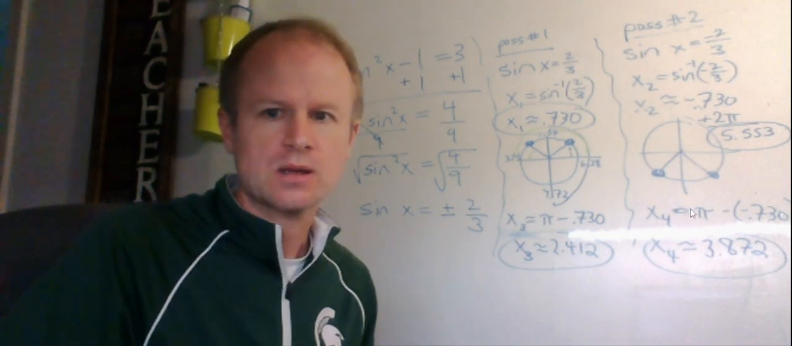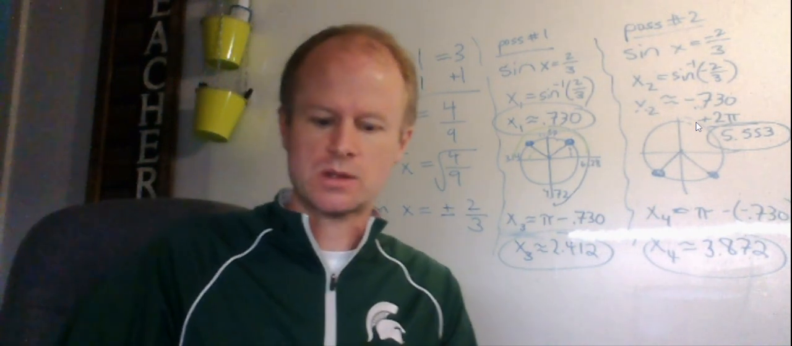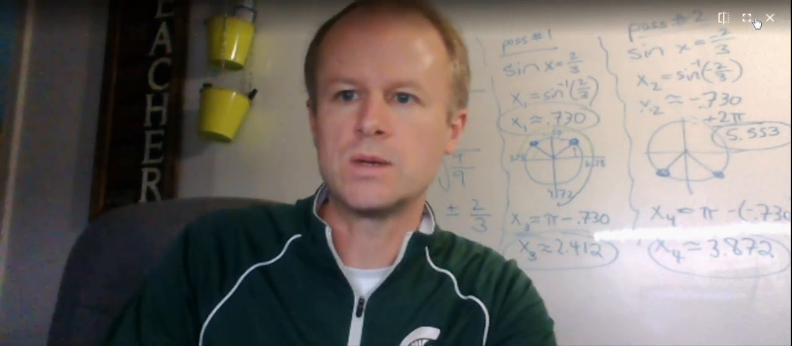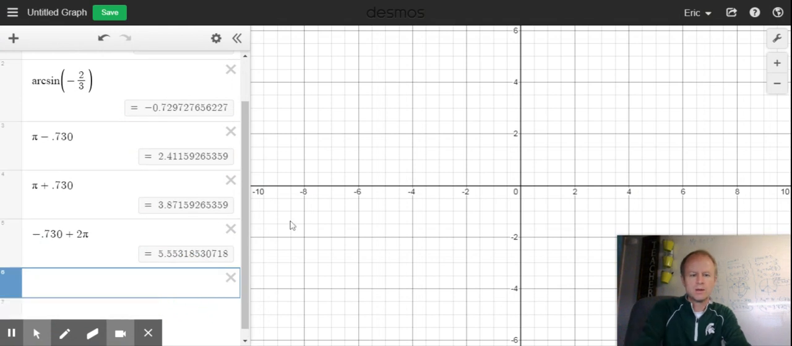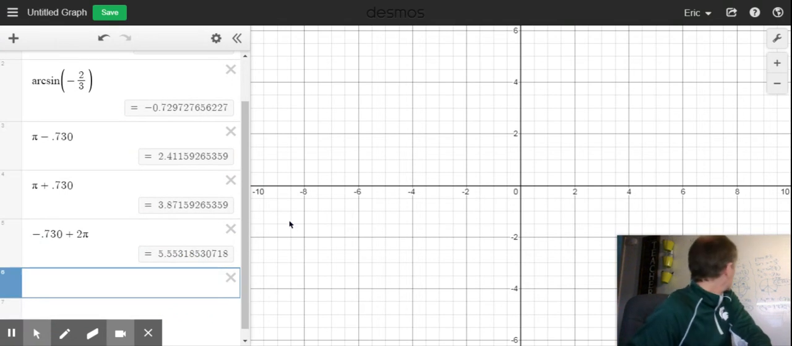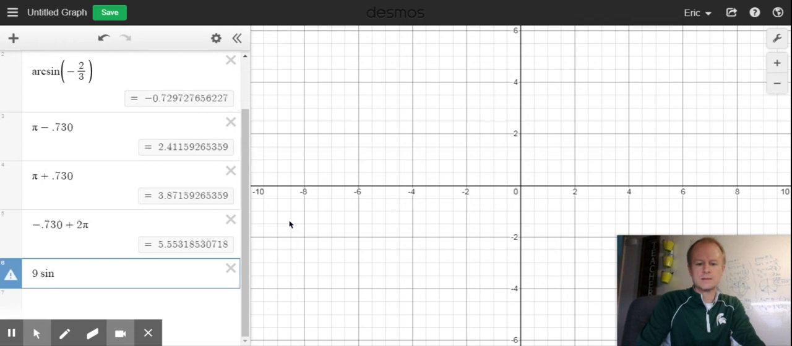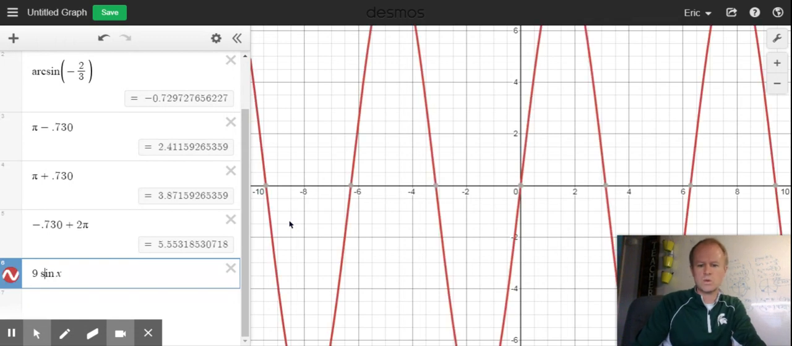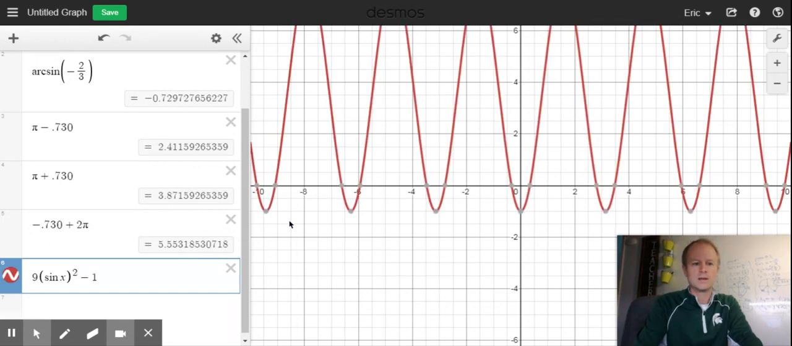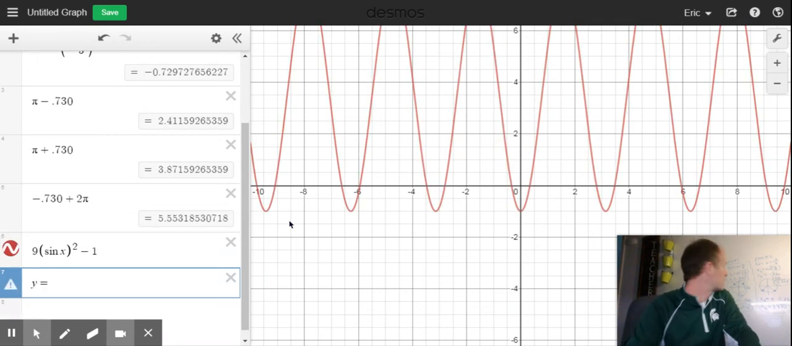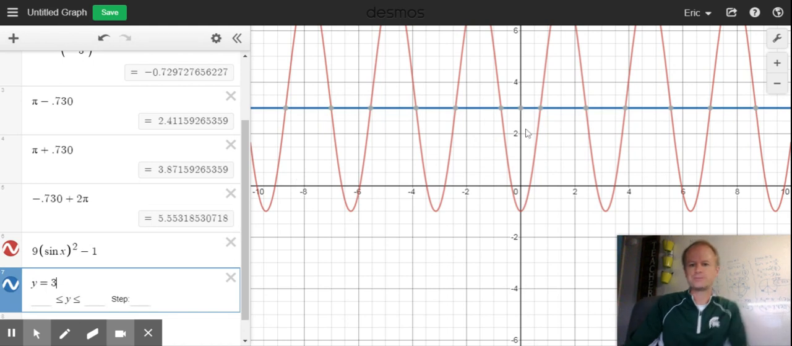So let's check that one more time on Desmos. Let me demonstrate again how we do that. So in Desmos, I'm going to go back to just type in on one side, we had 9 sine of x. So to do the squared, I'm going to put this in parentheses in Desmos. I don't believe you can put the power in Desmos like we have in our equation, minus 1. And then on the other side, we had y equals 3.